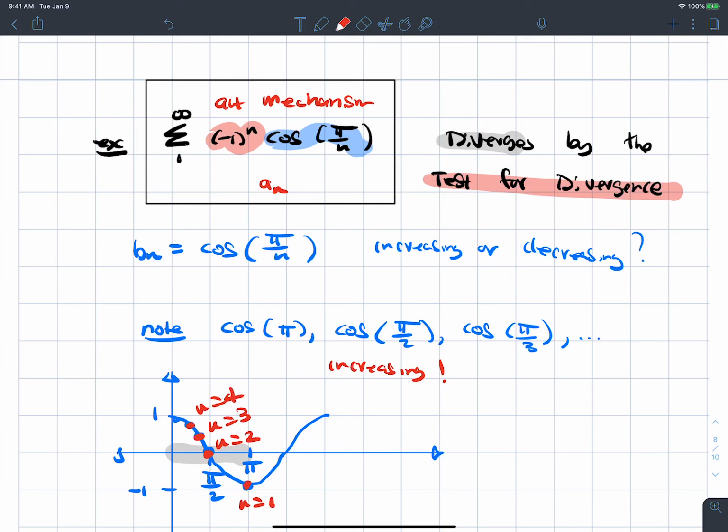So notice we can't even apply the alternating series test because that portion for Bn is actually increasing. It's not decreasing. So, that's how you want to consider these.